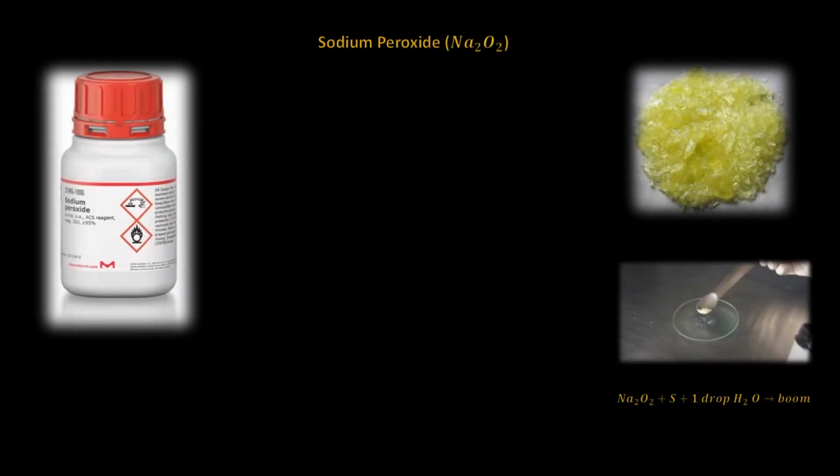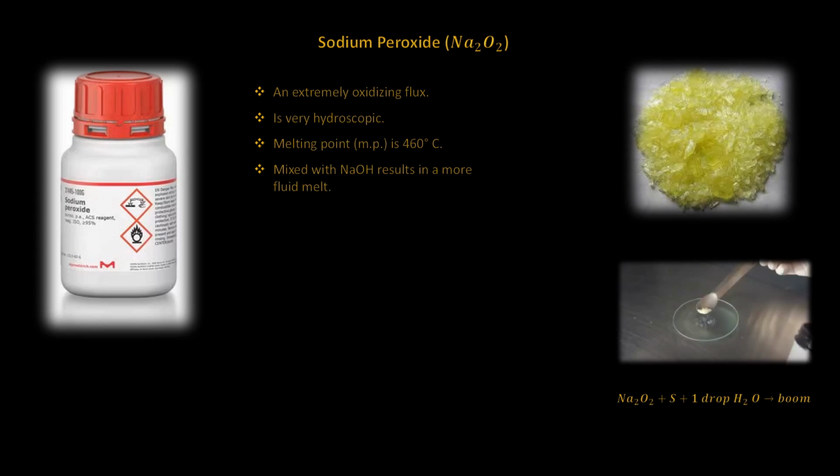Sodium peroxide is an extremely powerful oxidizing compound. It is also very hygroscopic, that is, it likes to absorb moisture. It has a melting point, MP, of 460 degrees centigrade. Mixed with sodium hydroxide, it makes for a more fluid melt. Crucibles used are platinum, nickel, and iron.